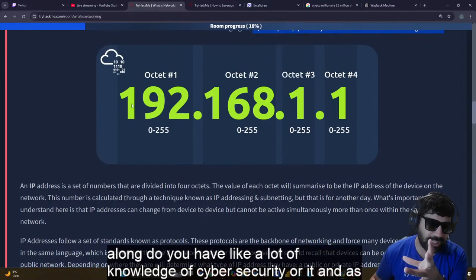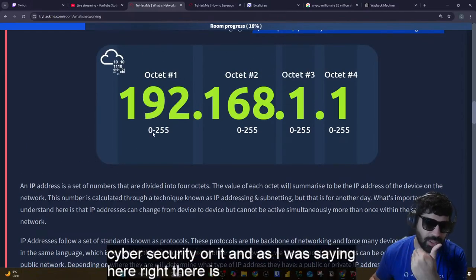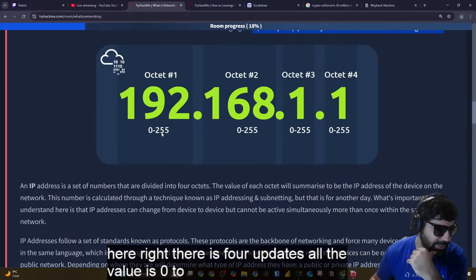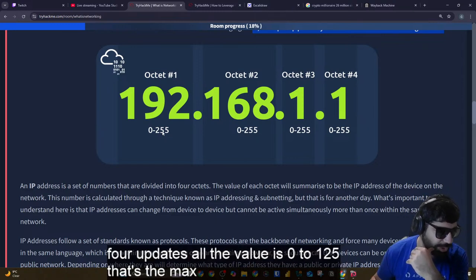And as I was saying here, right, there are 4 octets, all the values 0 to 255. That's the max.